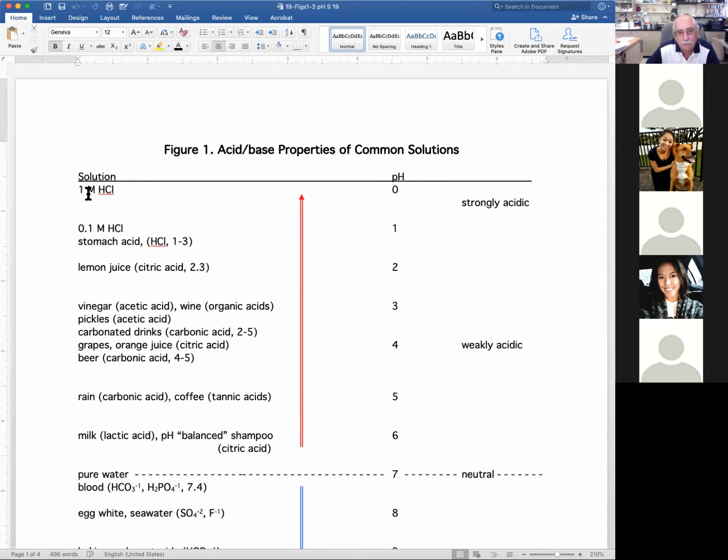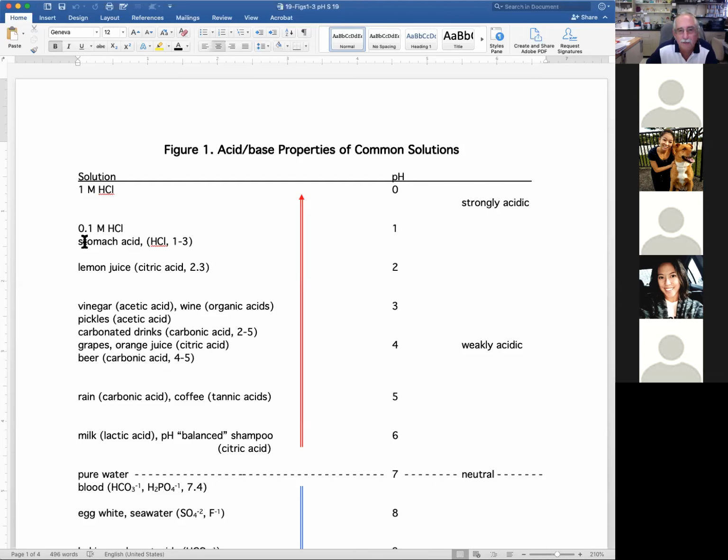Notice that between here and here is a factor of 10, and between here and here is a factor of 1. That's because pH is a logarithm of base 10. So a pH unit of 1 represents a 10-fold difference in the concentration of hydronium ion.